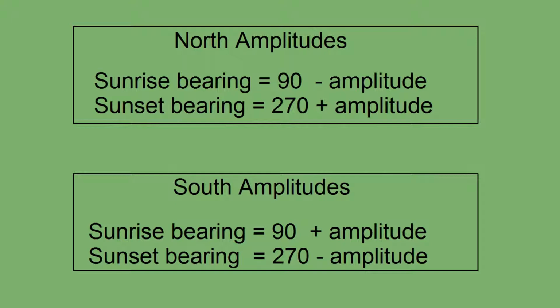Now, to determine the actual direction, that is the azimuth, of sunrise and sunset, apply these formulas. For north amplitudes, the direction of sunrise equals 90 degrees minus the amplitude, and the direction of sunset equals 270 degrees plus the amplitude. For south amplitudes, the direction of sunrise equals 90 degrees plus the amplitude, and the direction of sunset equals 270 degrees minus the amplitude.